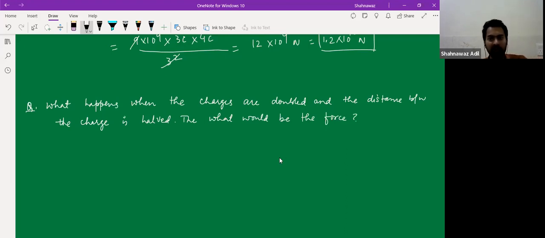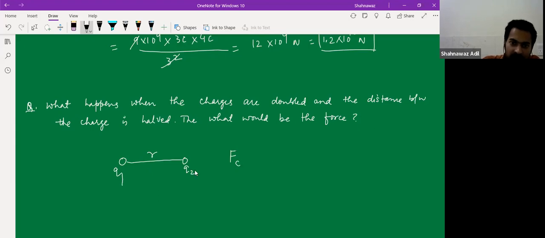To solve this problem, let us break it into two parts. First we calculate the original force. So these were two charges, and the separation between them was some r. Then what was the Coulomb force? This was K Q1 Q2 by R square.